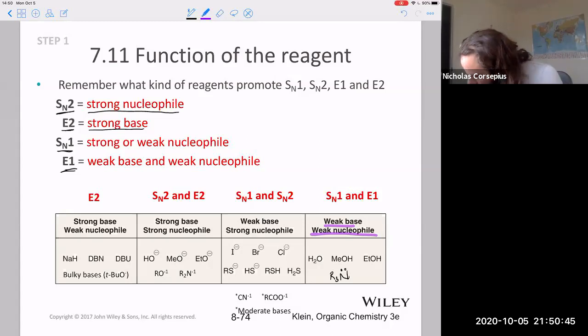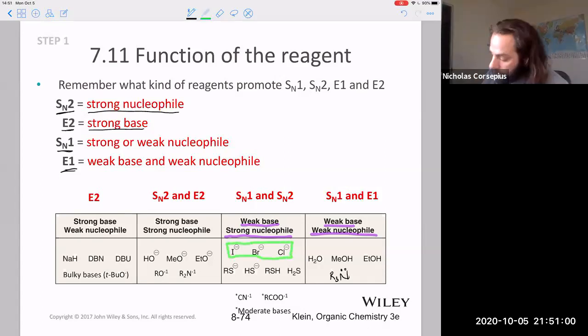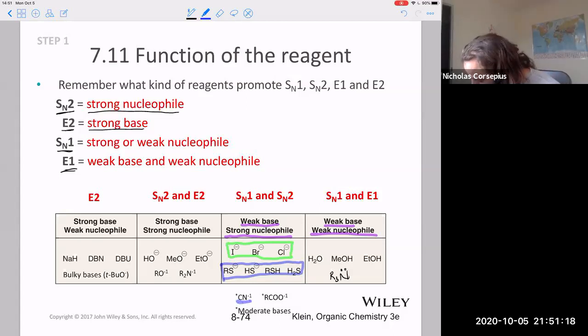A little bit more odd is when you have a strong nucleophile, but that strong nucleophile is a poor base. First of all, you have the halide ions. We also have these, and notice what they all share in common: a sulfur atom, whether or not it has a negative charge. Sulfur is just not a particularly good base, but it is a good nucleophile. The other things I would add to this category are the cyanide ion, as well as the carboxylate ion.